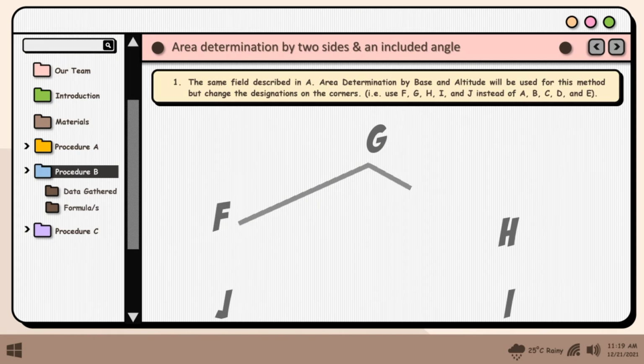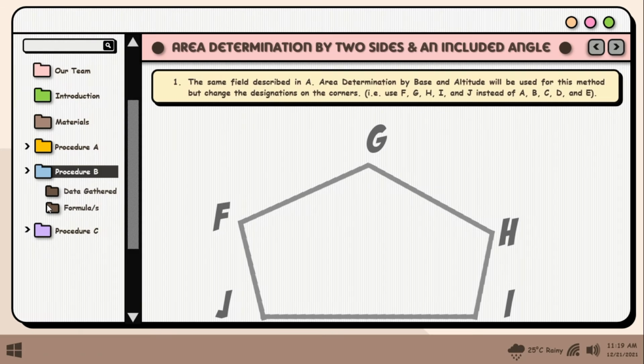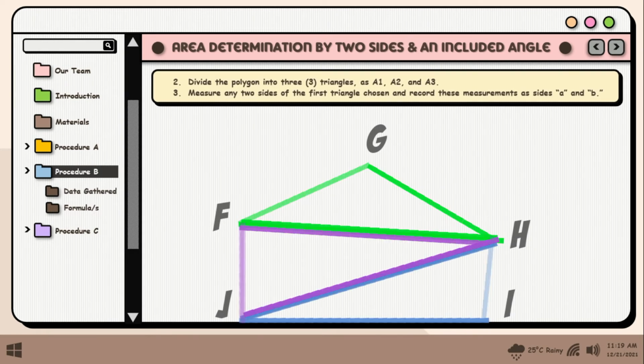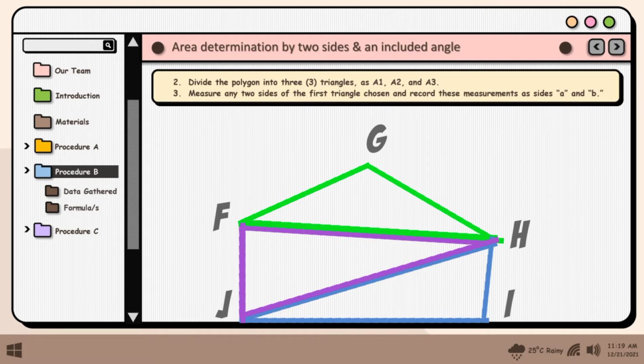Step 1. The same field described in A, area determination by base and altitude, will be used for this method, but change the designation of the corners. Use F, G, H, I, and J instead of A, B, C, D, and E. Step 2. Divide the polygon into 3 triangles as A1, A2, and A3.